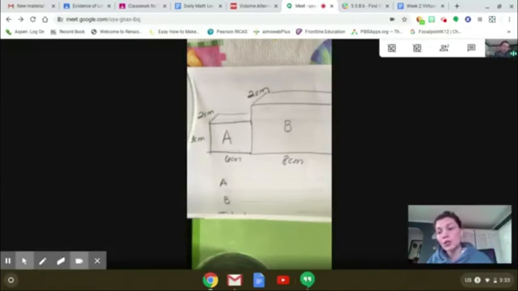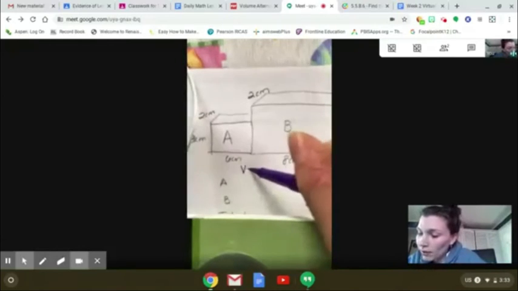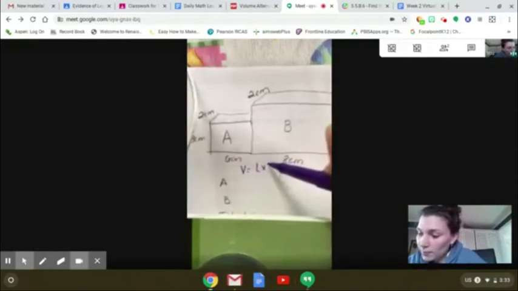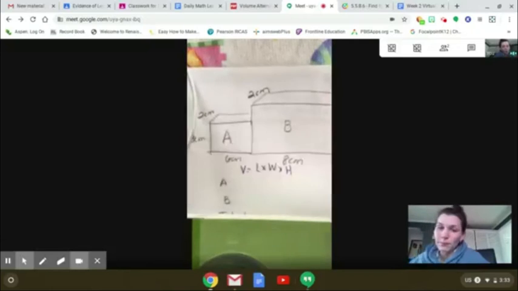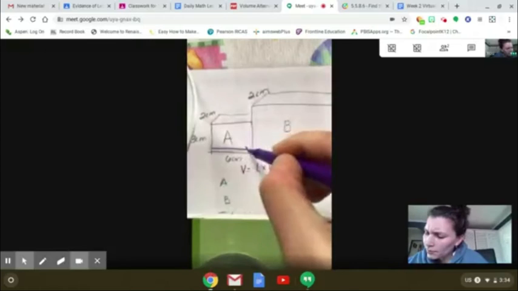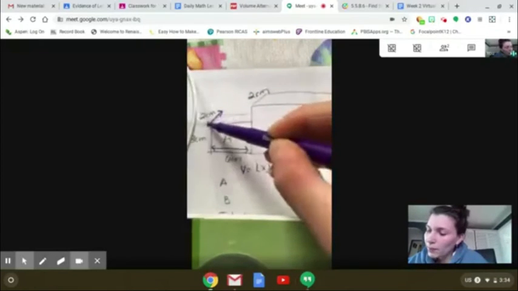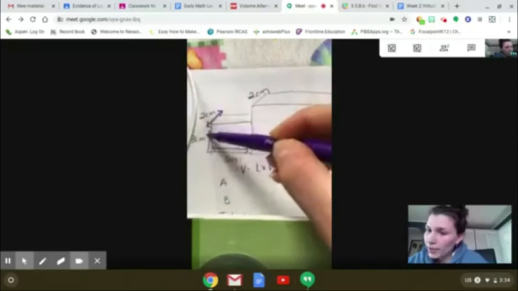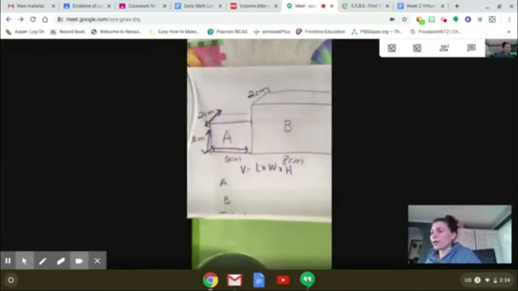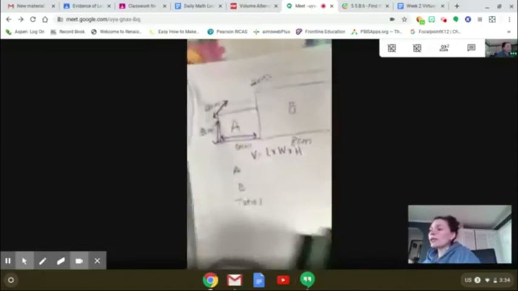The first thing we're going to do is find the volume of prism A. I'm going to write it at the top so we don't forget it. To find volume, we multiply length times width times height, right? Our length is this one right here. Our width is how far back our shape goes. And our height is how high our shape goes, okay? Let me just move my camera here.